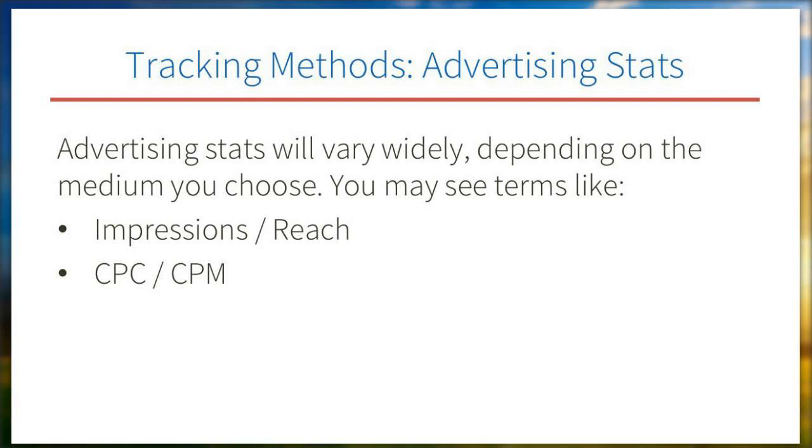But you'll see terms like impressions or reach, and this is saying basically how many people could see your information, how many people could see your advertisement or your message, or perhaps they might even call it a page view. How many people saw your page before they did something, before they took some kind of action? So that's impressions or reach.